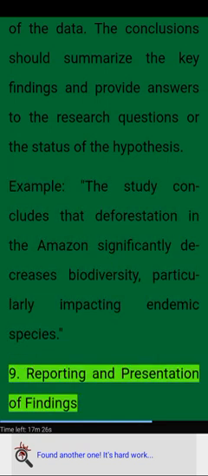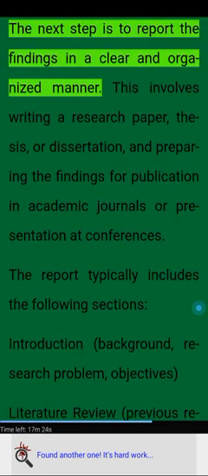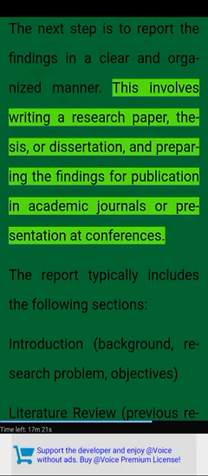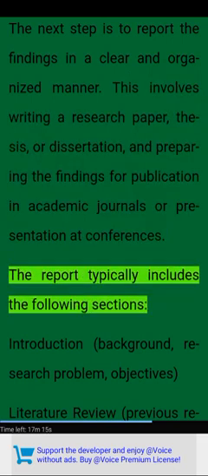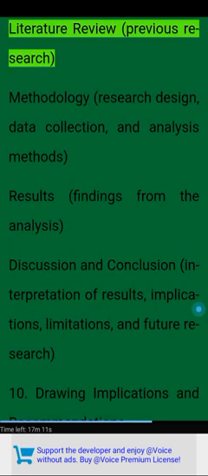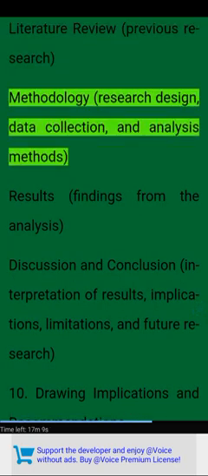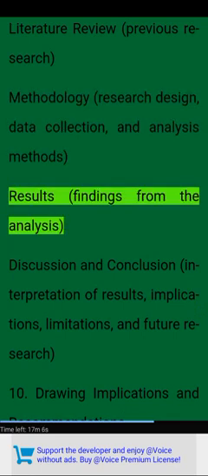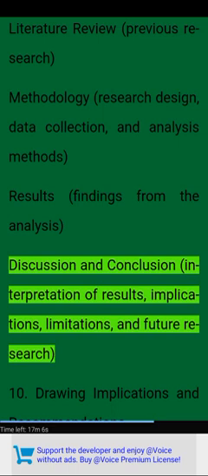9. Reporting and presentation of findings. The next step is to report the findings in a clear and organized manner. This involves writing a research paper, thesis, or dissertation, and preparing the findings for publication in academic journals or presentation at conferences. The report typically includes the following sections: Introduction, background, research problem, objectives. Literature review, previous research. Methodology, research design, data collection, and analysis methods. Results, findings from the analysis. Discussion and conclusion, interpretation of results, implications, limitations, and future research.